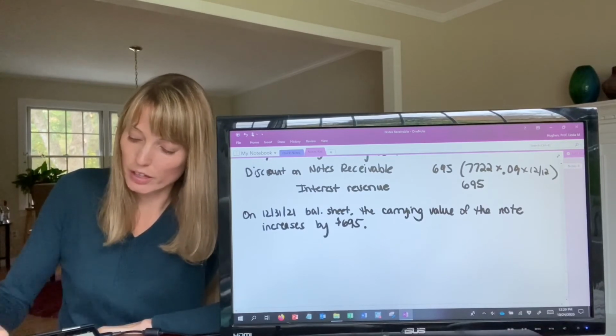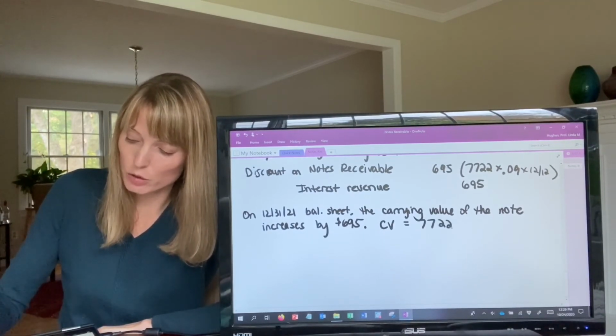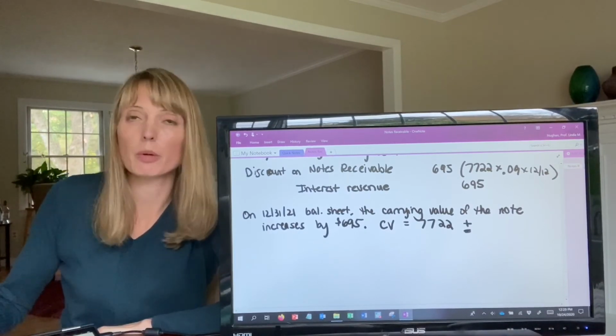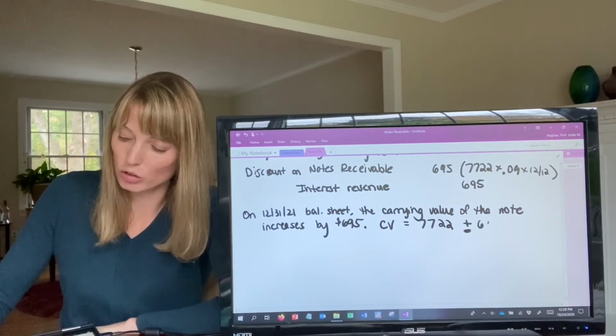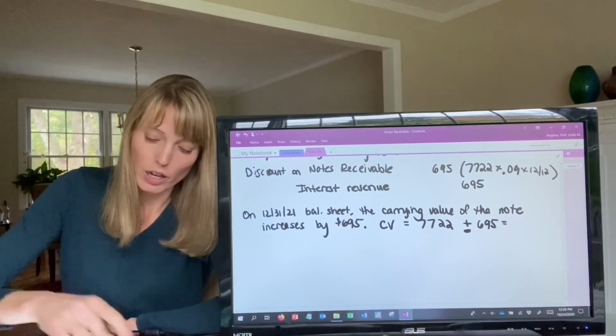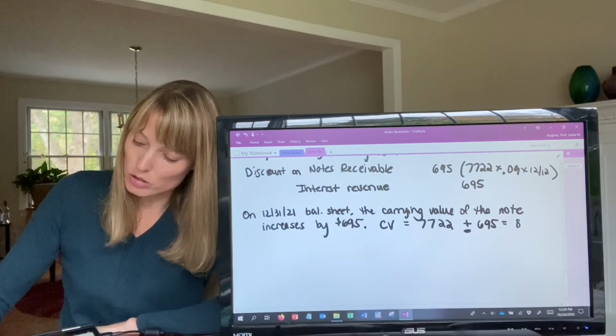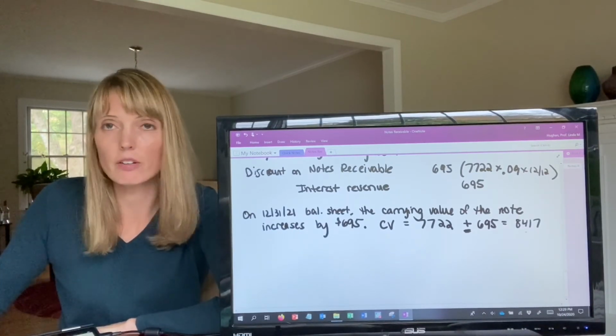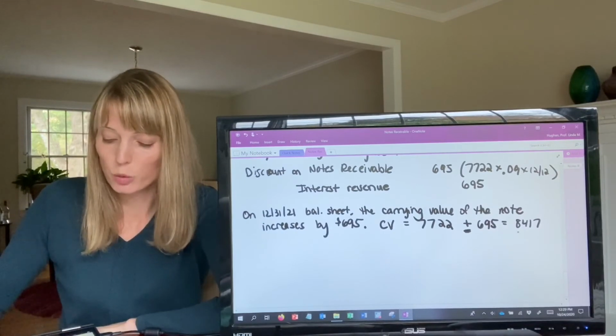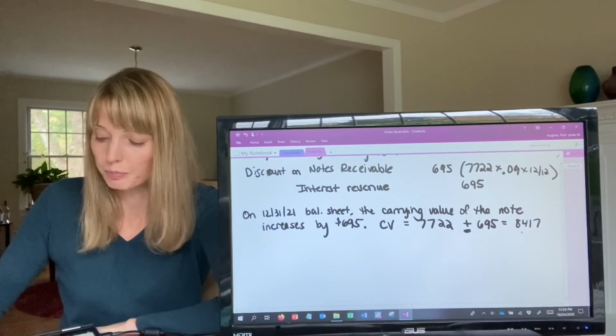So the carrying value is equal to the beginning carrying value, $7,722, plus, remember, we add, we don't subtract, the amount of the discount amortization, $695, and we get that the carrying value is $8,417. That's going to be the carrying value reported on the 12/31/21 balance sheet.